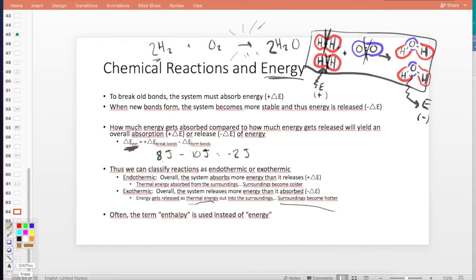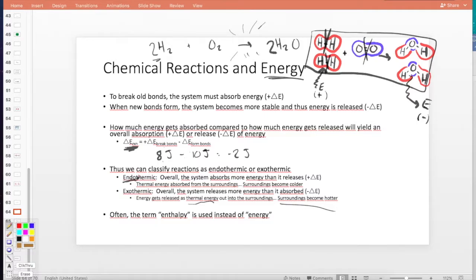If the amount of energy required to break the old bonds is more than the energy released to form the new bonds, energy must flow into the system from the surroundings, so the surroundings lose energy, they become colder. However, if the opposite is true, if more energy comes out from the system into the surroundings, then the surroundings will become hotter. Endothermic versus exothermic.